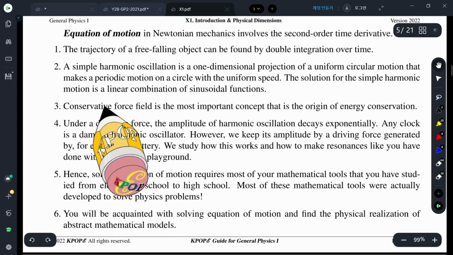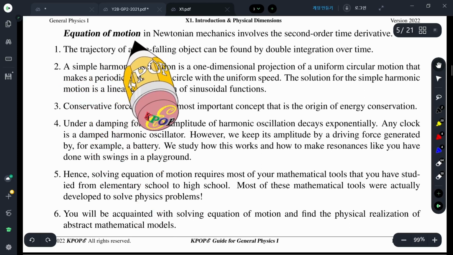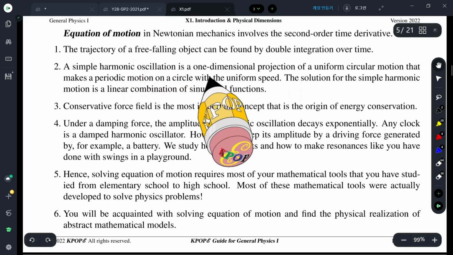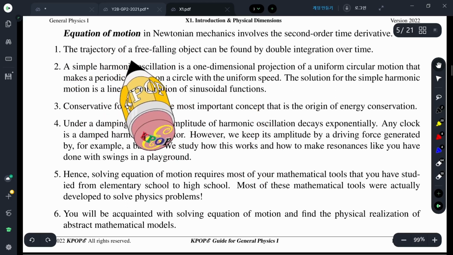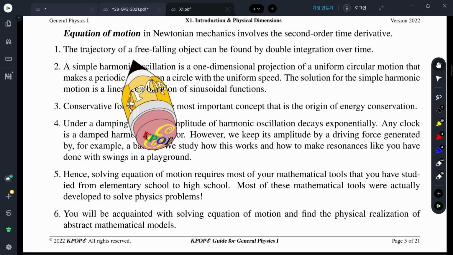We will spend a lot of time to find the equation of motion and to solve the equation of motion based on Newtonian mechanics. Intrinsically, the equation of motion has a double derivative. If you have an equation with a single derivative, that is a problem of integration. Just a single integration will give you the answer. If you have a double derivative, sometimes, if the double derivative is a simple function, you can integrate twice.